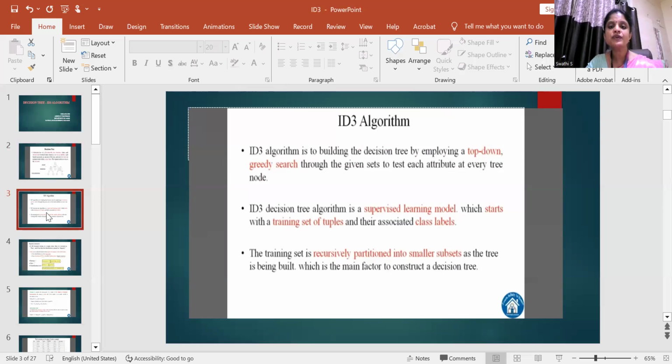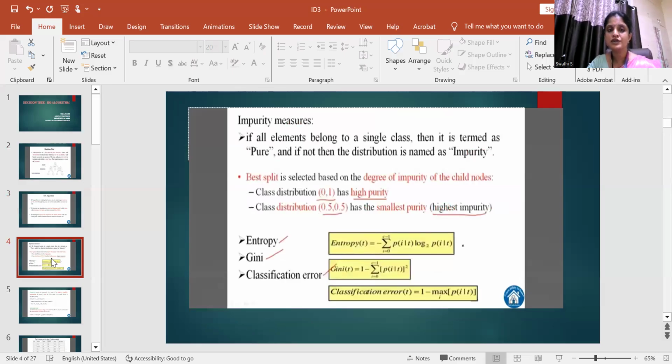It is used for building a decision tree by employing a top-down and greedy approach to the given set, for each attribute at every tree node. In the ID3 algorithm, the data is recursively partitioned into smaller subsets as the tree is being built, which is the main factor in constructing the decision tree.